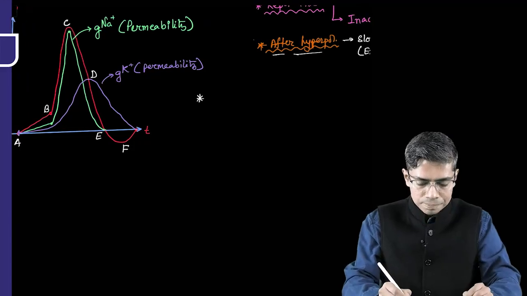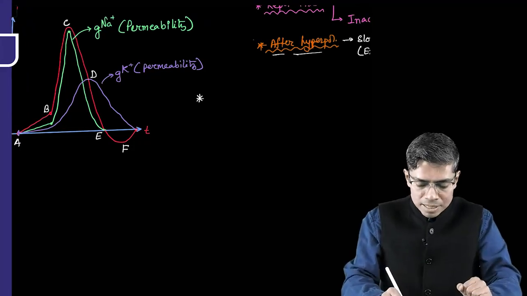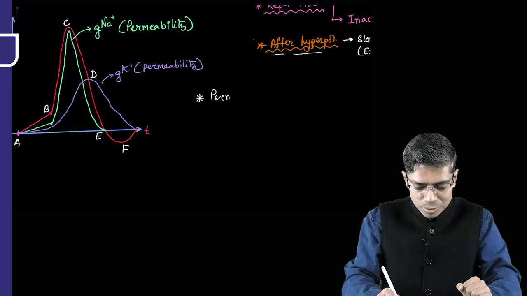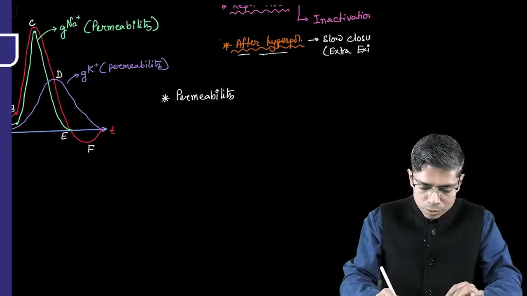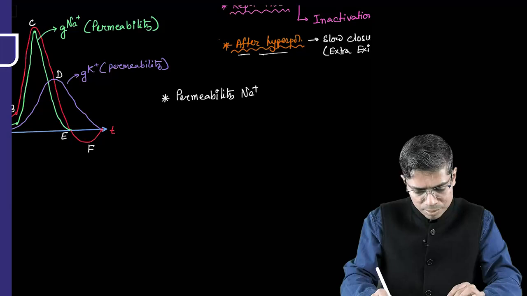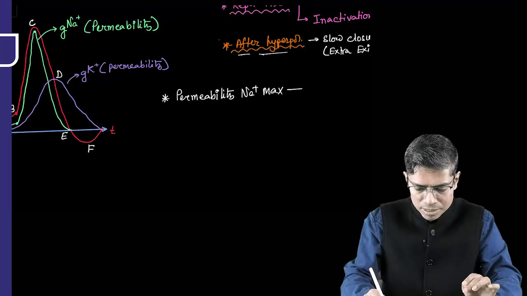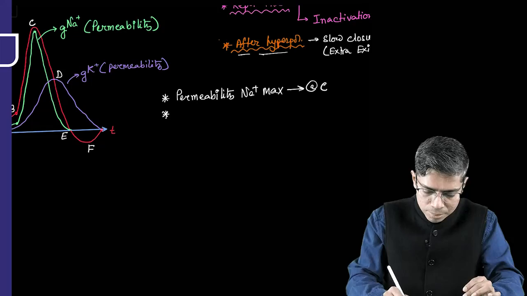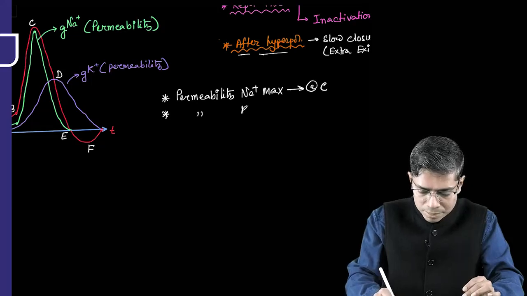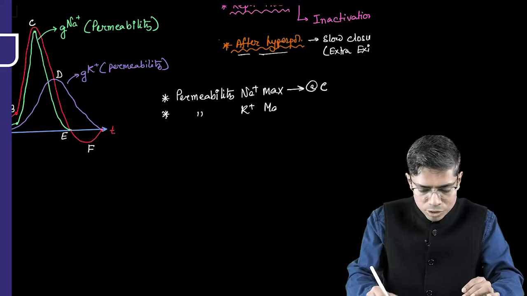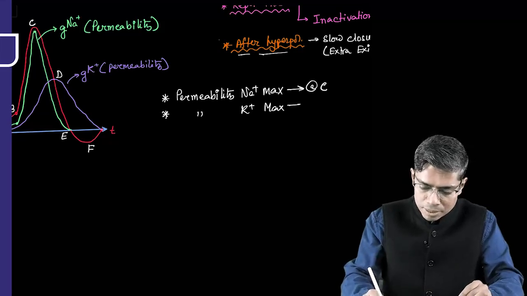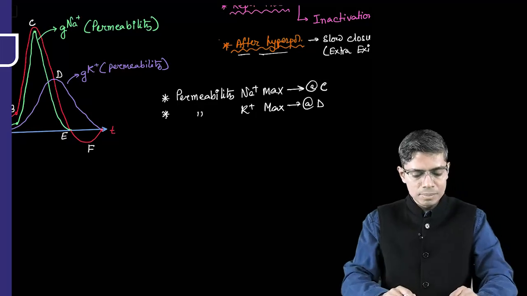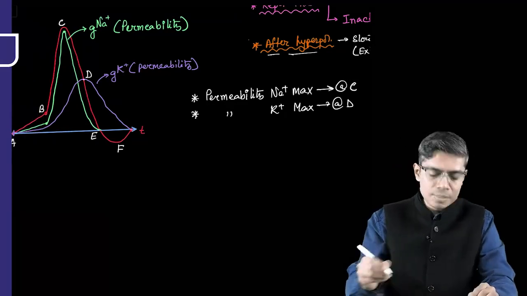So your first question: at which point is the permeability of sodium maximum? Very simple. All of you will be able to answer. That is at point C, right? Similarly, if the question is at which point the permeability of potassium is maximum, obviously it is point D. So point D is the maximum permeability point of potassium.